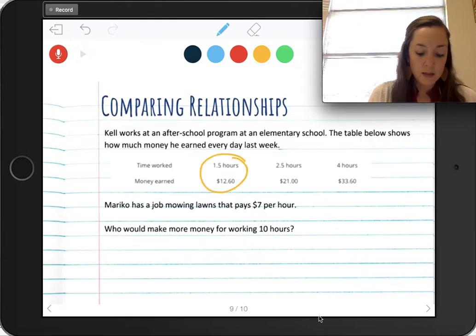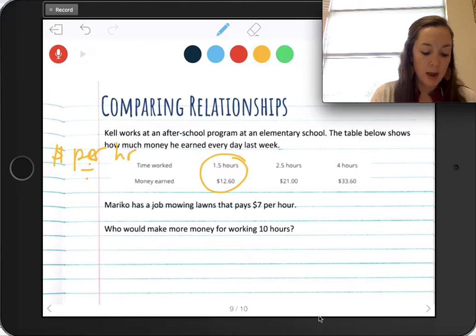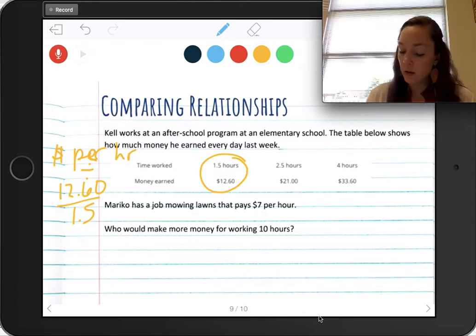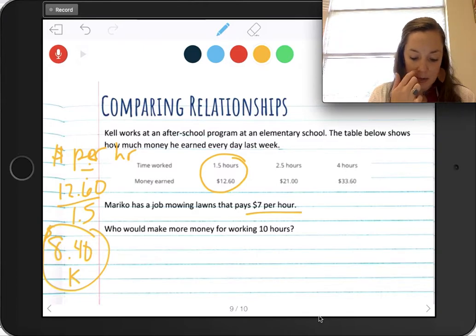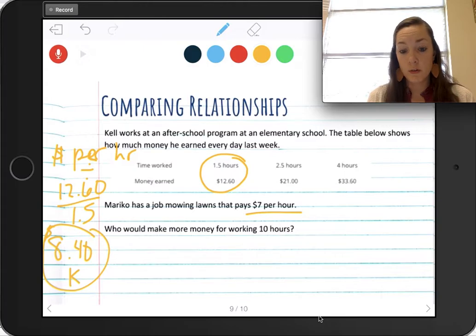I'm going to take this 1.5 hours and $12.60. So I need to figure out the dollars per hour. So I'm going to divide dollars divided by hours. So $12.60 divided by 1.5, and that gives me $8.40. And that is Kel. Okay. Now I'm going to do Mariko. He makes $7 per hour. Well, we don't have to do anything for that because that's already our unit rate.